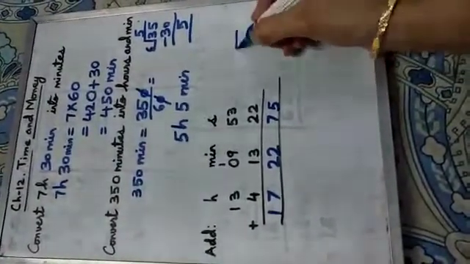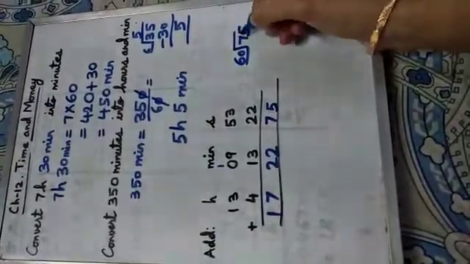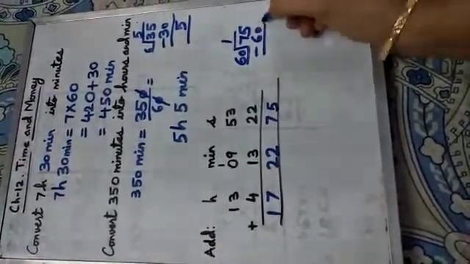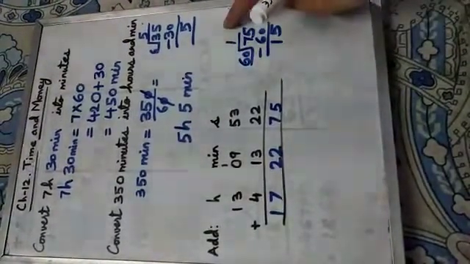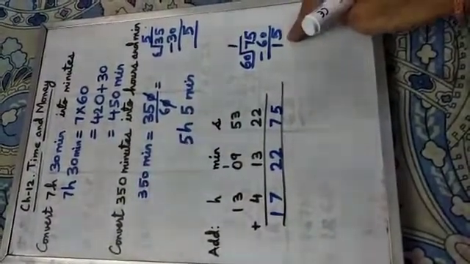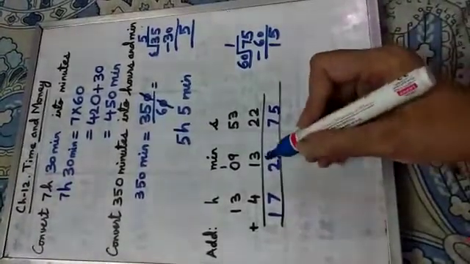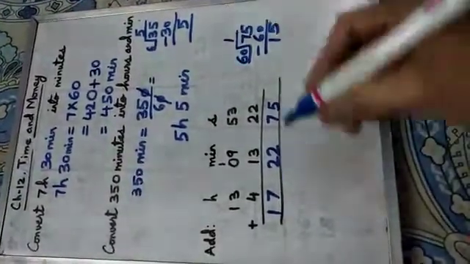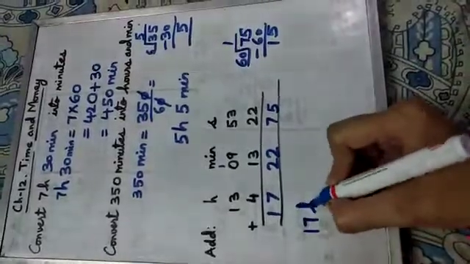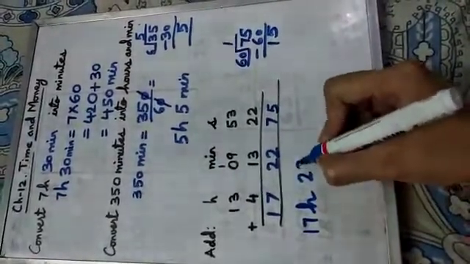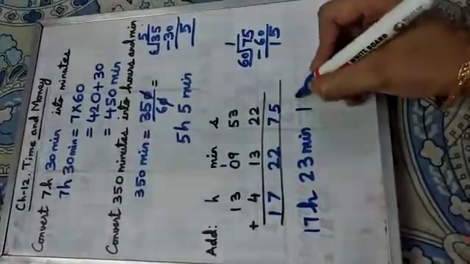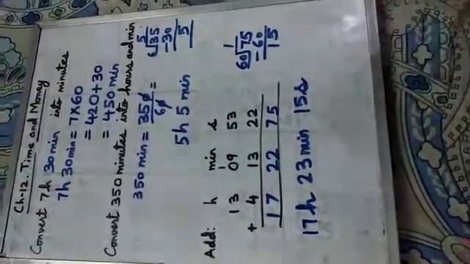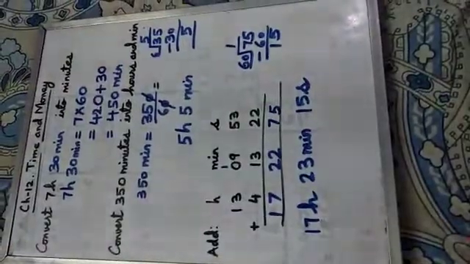You will get 60 ones are 60 and the difference is 15. That means 75 seconds equals 1 minute and 15 seconds. So 22 minutes will get 1 extra minute, and the answer will be 17 hours 23 minutes. And how much is the difference? 15. 15 is the remainder. 15 seconds.